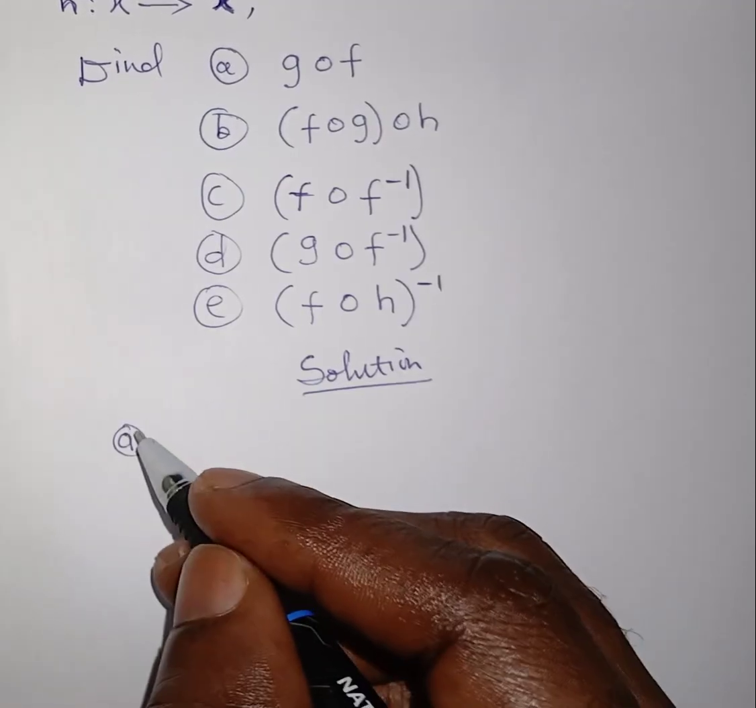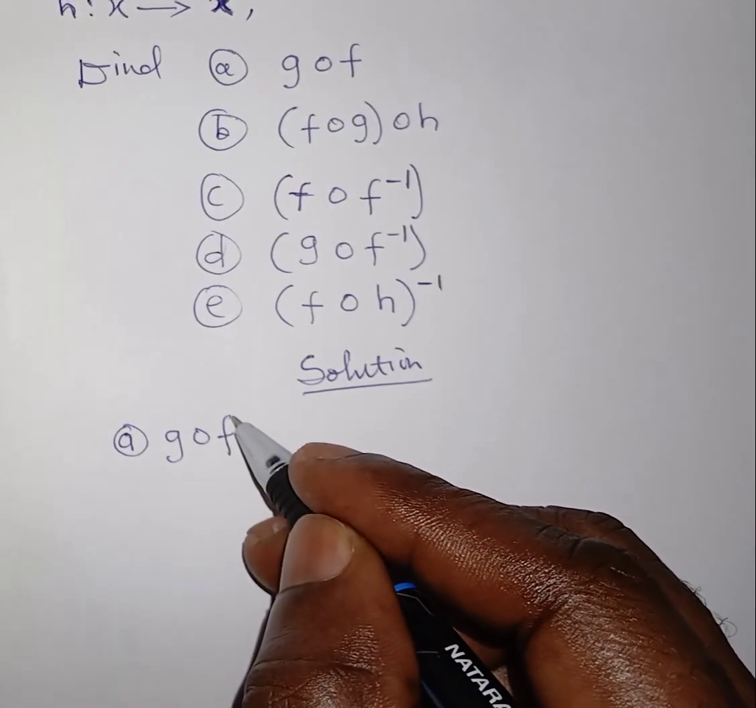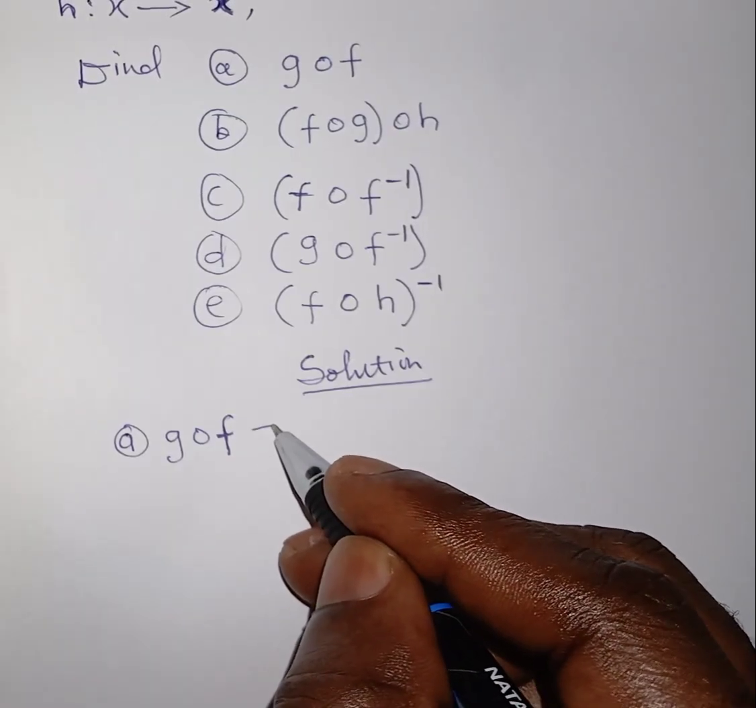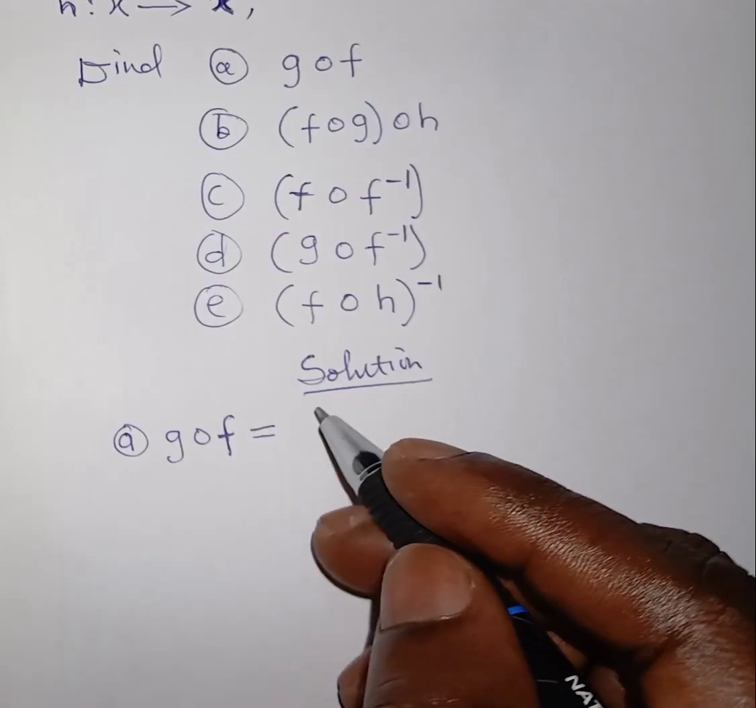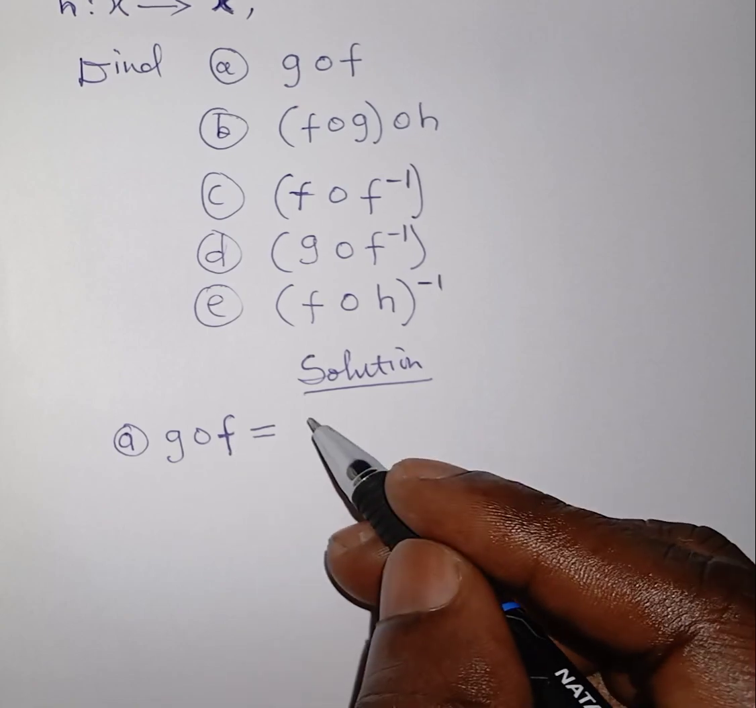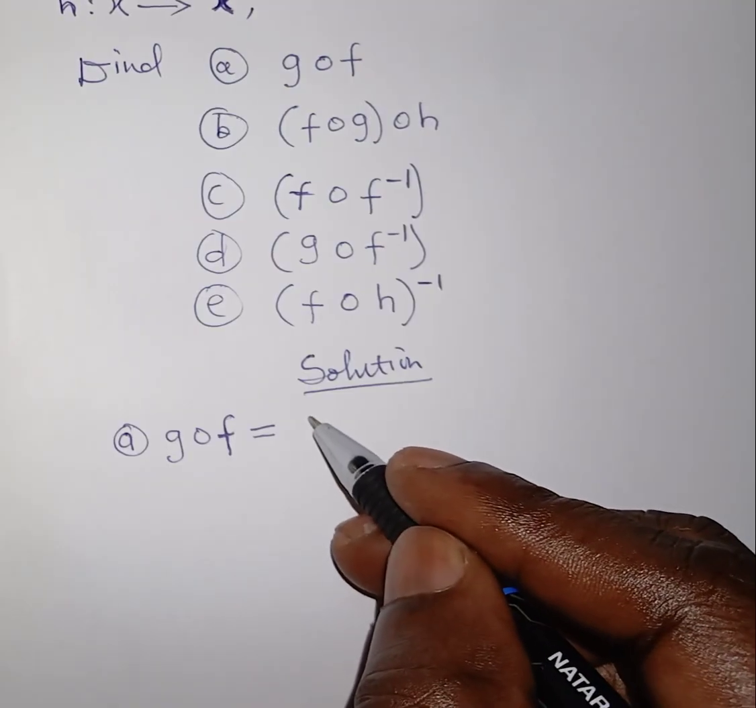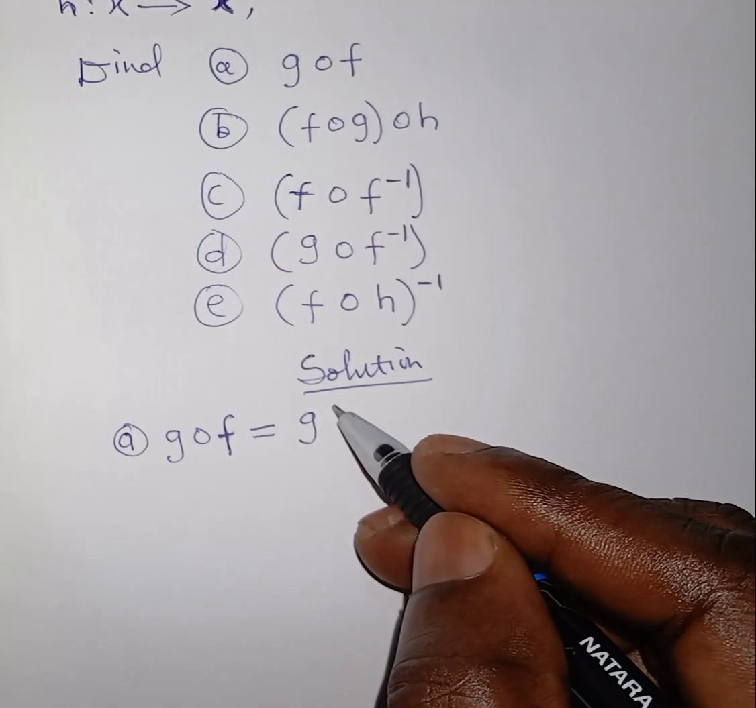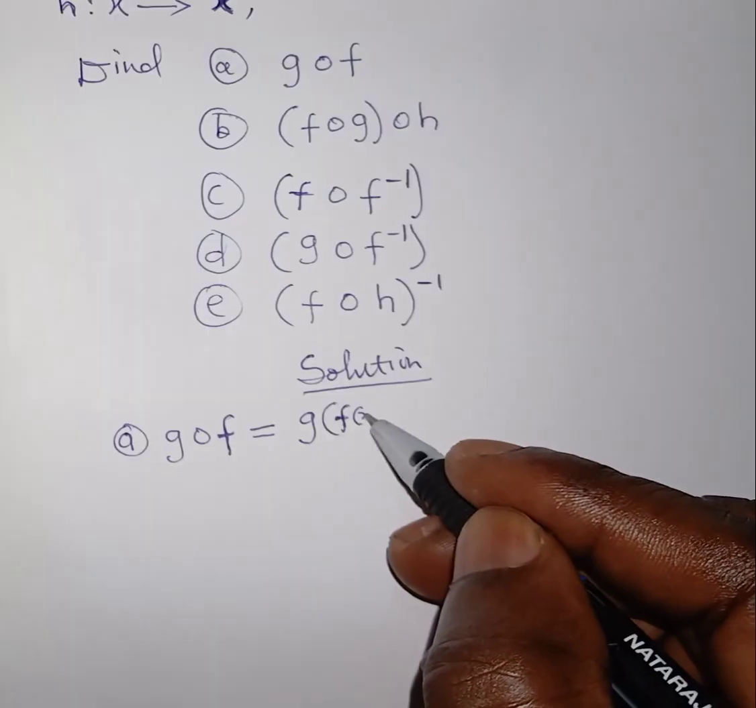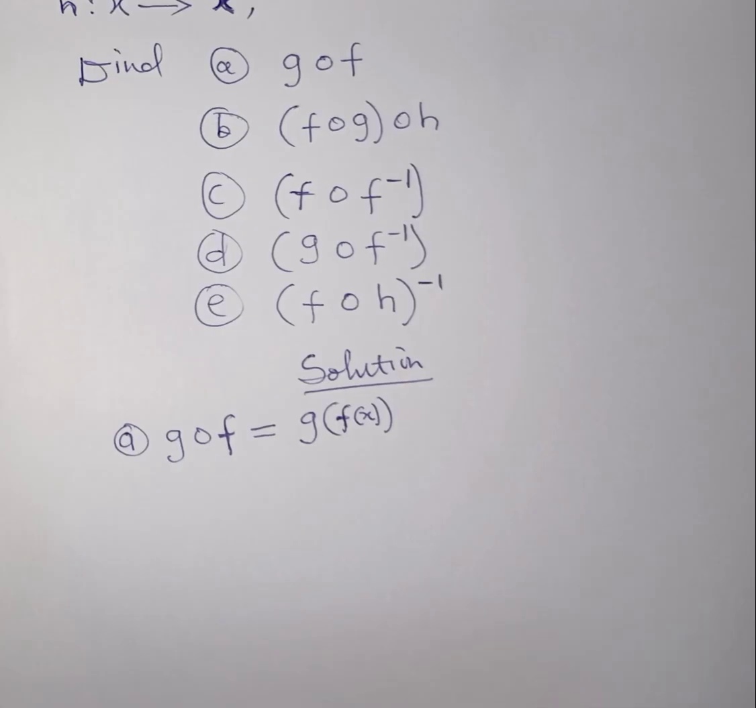A. Okay, so A is giving us f followed by g. Previously in the properties we said that when you are given this, it means that you are going to find the domain of f, where x should be in the domain of what? g. So it means that my g is out. Then I'm going to put the function f at x into the function g.